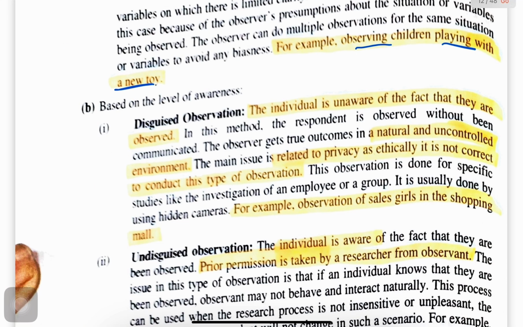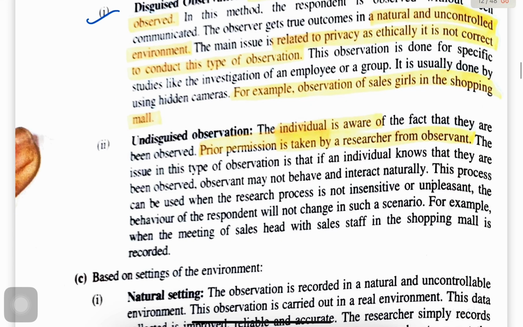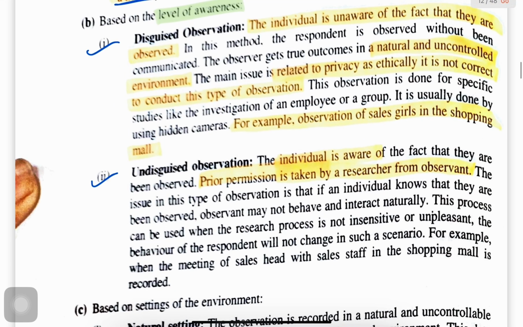Second basis is the level of awareness. First is the disguised observation and the undisguised observation. If the individual is unaware of the fact that they are being observed, it is called the disguised observation.